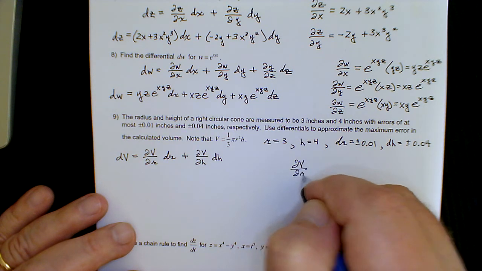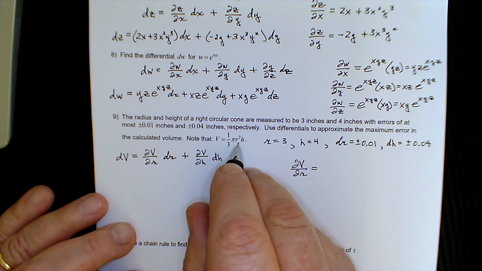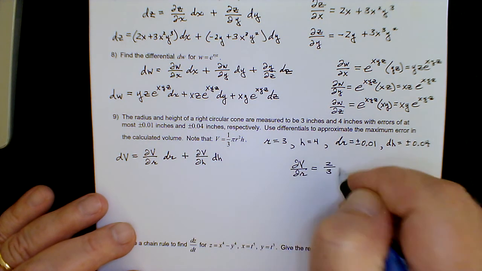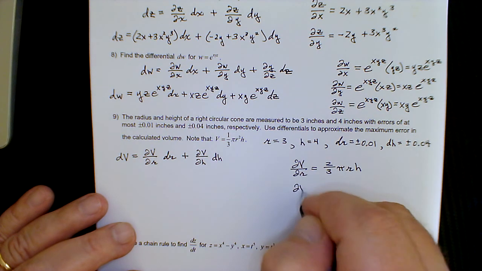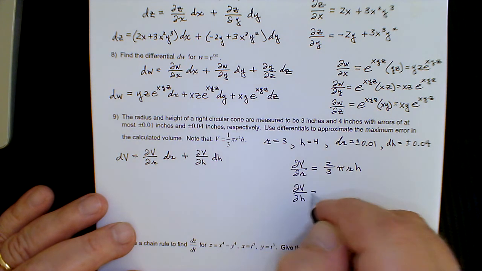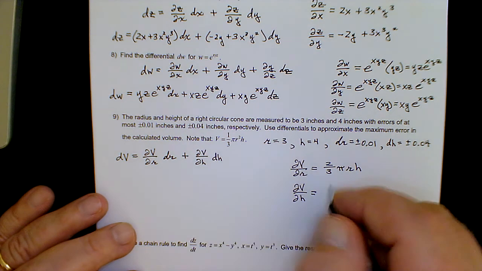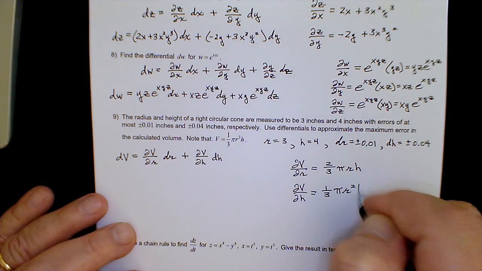Partial V with respect to R. Okay, so now pi and H and 1/3 are all constants. Derivative of R squared is 2R. So we'll have 2/3 pi R H. And the partial V with respect to H, now 1/3 pi and R squared are the constants, and the derivative of H is 1, so that's just 1/3 pi R squared.